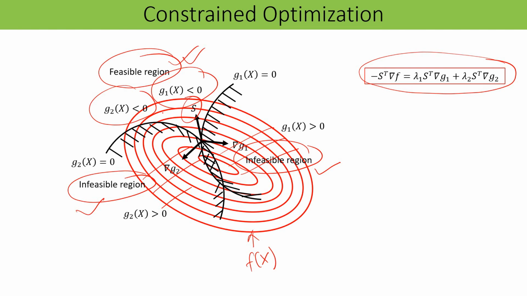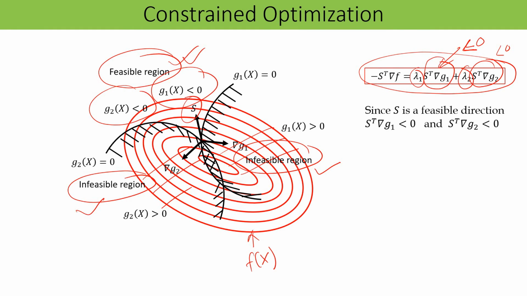Now s is a feasible direction, so if you are going along this feasible direction, then this value should be less than or equal to 0. Okay, so less than 0. So if lambda 1 and lambda 2 are both positive, this is less than 0, this is less than 0, and then what will happen? s transpose del f is positive. So what does it mean? That means if you go along the direction s, the function value will increase.